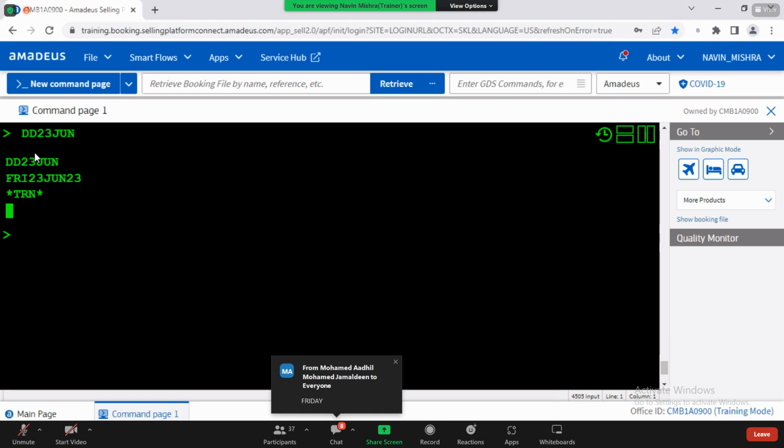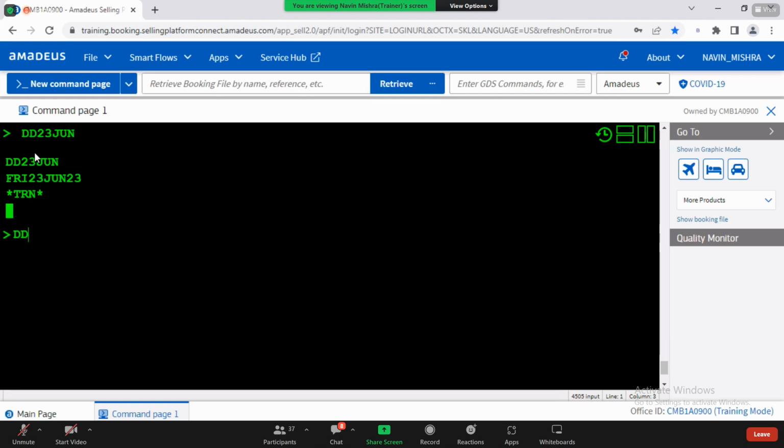Now, there is one more use of the DD command. Suppose a customer gave you a date and said, I want to return within 30 days or 20 days from my onward travel, and my onward travel date is 23rd of June. So how would you calculate 20 or 22 days? There is a very common way: you go to the calendar, calculate on your fingers, and then give the answer. That might be a wrong answer as well, because human error comes up. So to avoid human error, there is a command which will help you.